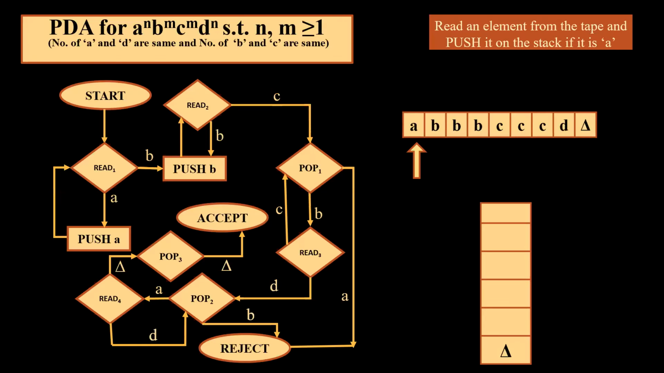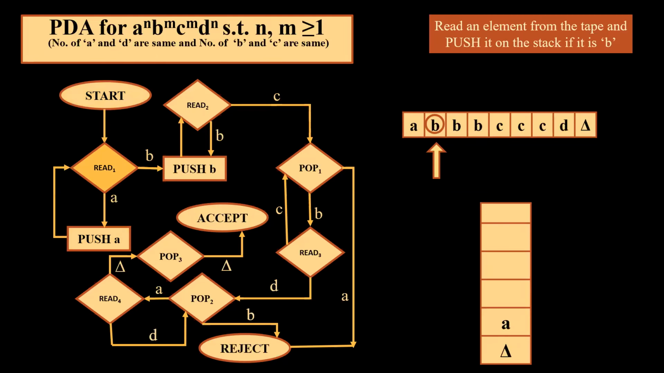The intuitions behind the design of this machine are, since number of A is equal to number of D, that means we will push A, and corresponding to every A, we will pop D. We will push B, and corresponding to every B, we will pop C. We start with the read 1. The first element is A. We push it onto the stack.